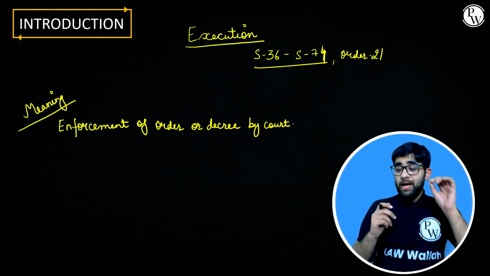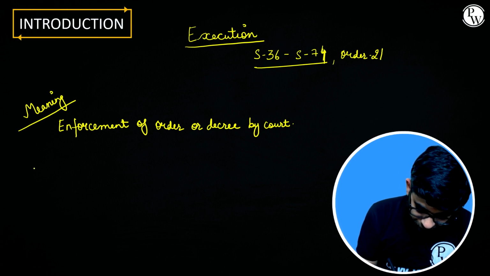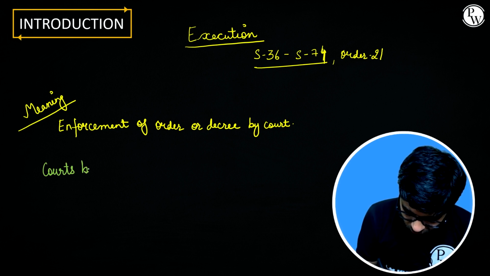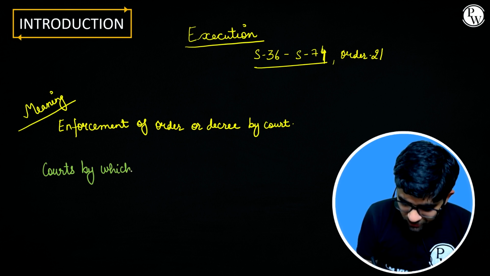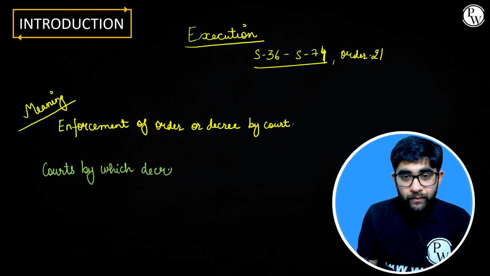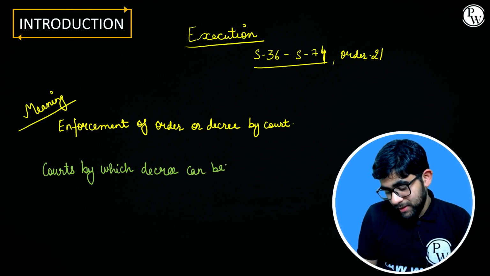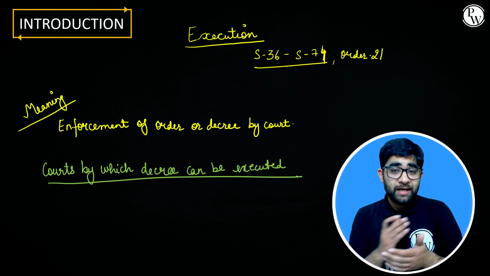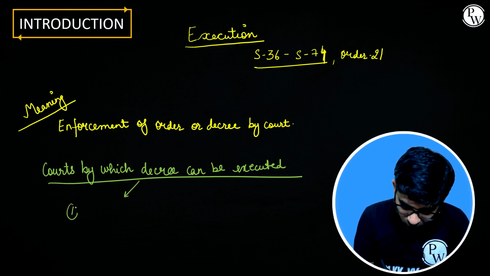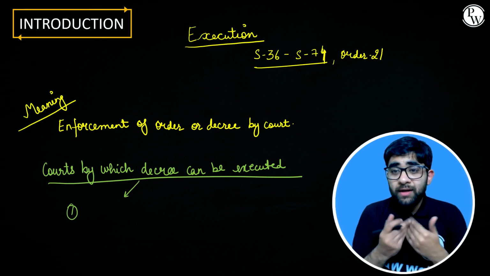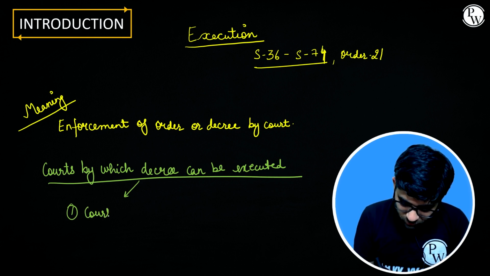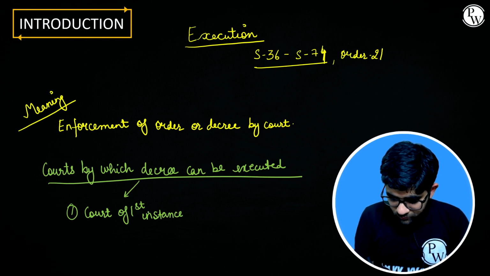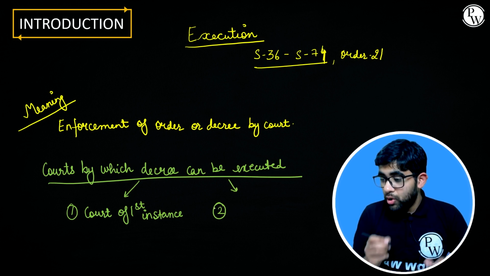Coming to the next: courts by which a decree can be executed. There are two types of court by which a decree can be executed. First is the trial court, the court which has given the judgment, that is the court of first instance. Second, the court of appellate.